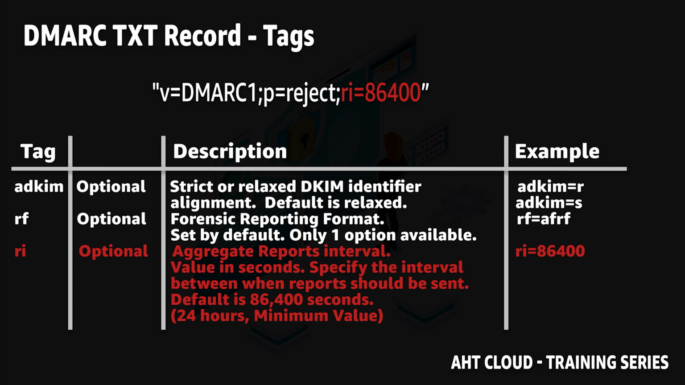The last available tag you could use is the RI tag. This is also an optional tag. The RI tag allows you to specify the aggregate report interval in seconds. The minimum and default value is 86,400 seconds, which equates to 24 hours. This means every 24 hours, you will receive a DMARC aggregate report. I recommend you keep it set to the minimum.